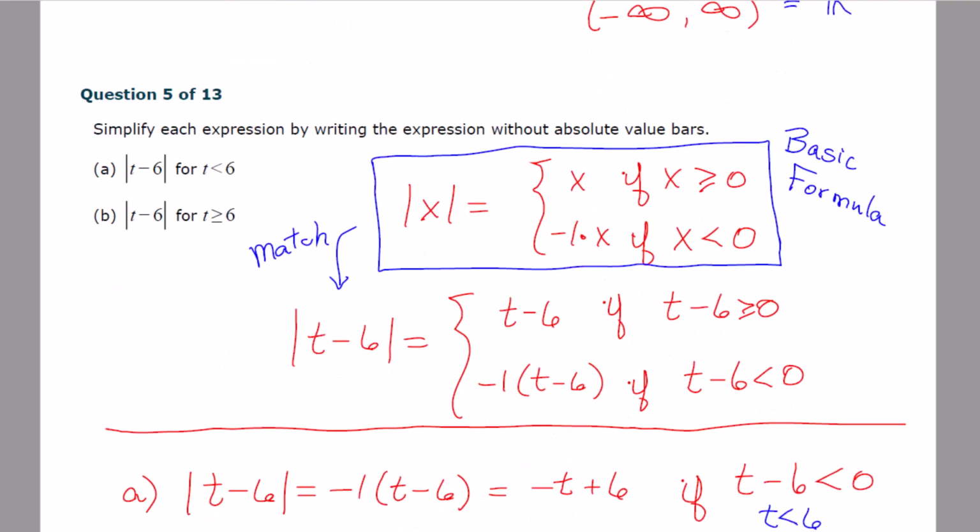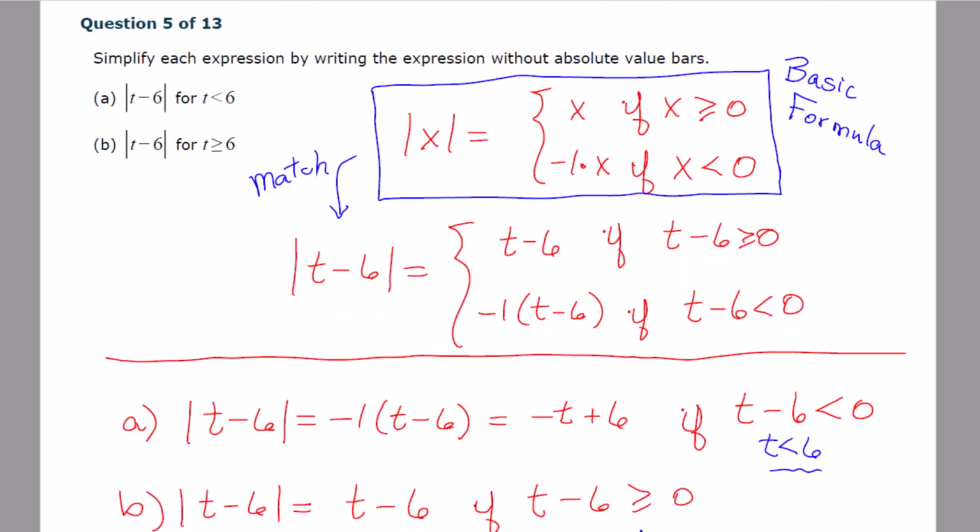All right, well, let's see. In question 5 here, it says simplify this without absolute value. Okay, so I'm looking at my basic theoretical definition. And so they want me to put inside t minus 6. Okay, I'm just going to put that in every place that there was an underlined x before.